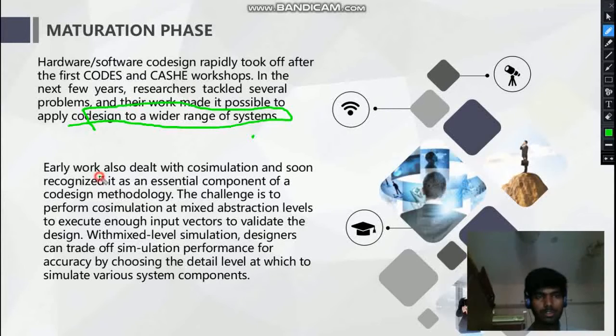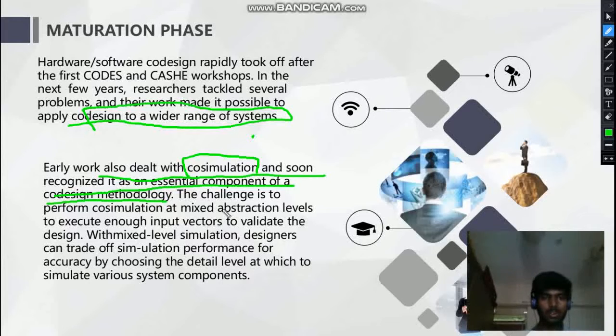Earlier work also dealt with co-simulation and soon recognized it as an essential component of co-design methodology. So here comes the word co-simulation. Co-simulation means the execution of the program at a software level, so that we can predict the output or the problems faced in the real-time performance of the system. With mixed level simulation, designers can trade off simulation performance for accuracy by choosing the level of detail to which they simulate various system components.